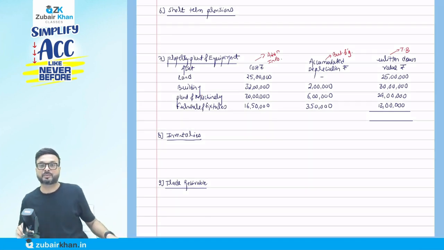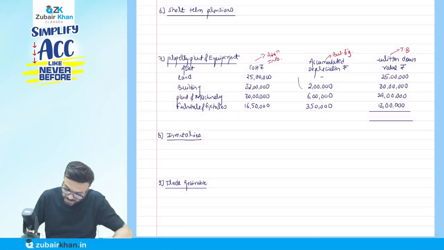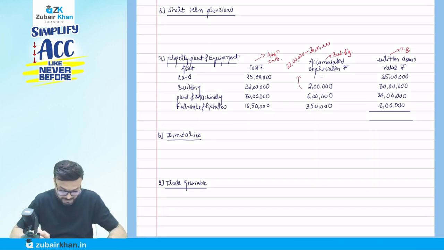Okay. Now, for a reference, you can write how you decide this 2 lakh. Basically 32 lakhs minus 30 lakhs. Okay, done. Now again come to trial balance.